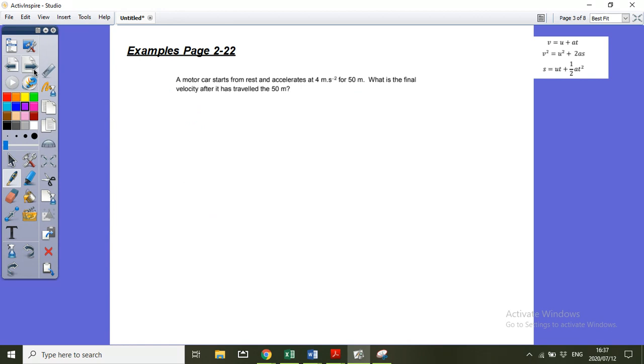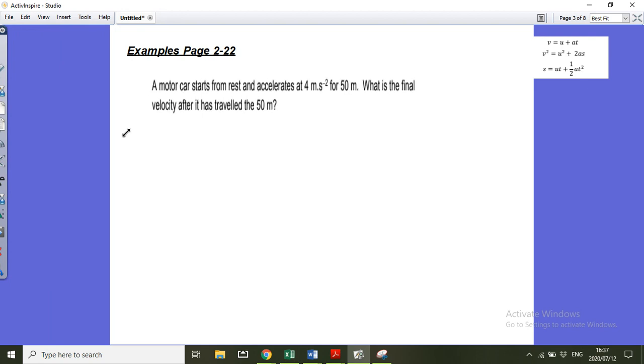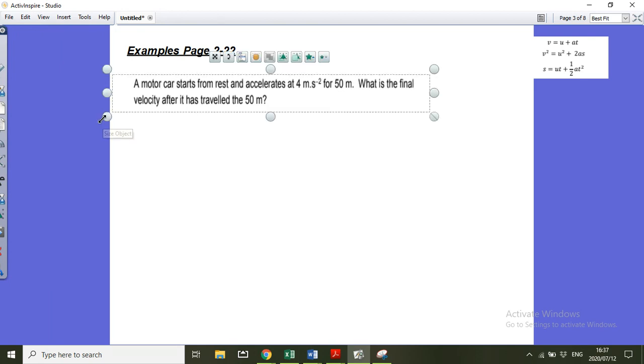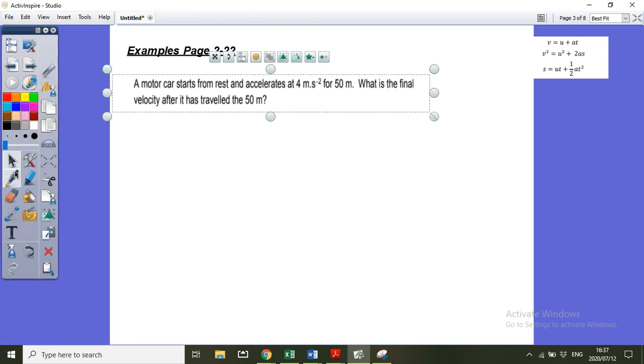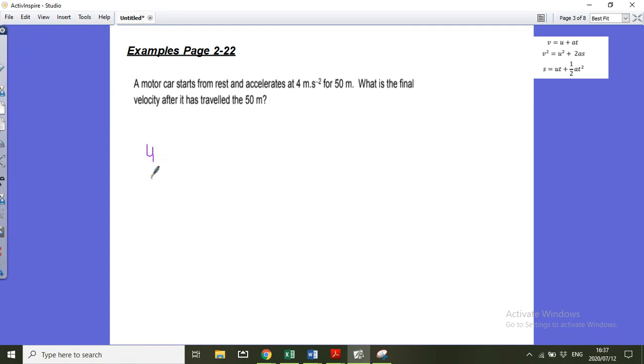Now, your first example on page 222 is a motor car starts from rest and it accelerates at 4 meters per second squared for 50 meters. What is the final velocity after it has traveled the 50 meters? Now you're just going to say, what are my variables? UVAST. You've read your question fast and you have an idea now of what's going on in it. Please do that so that you know if something's going to change direction or something like that.